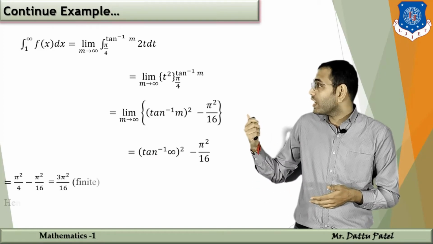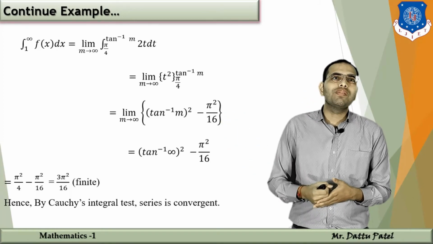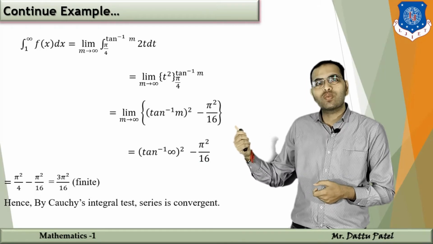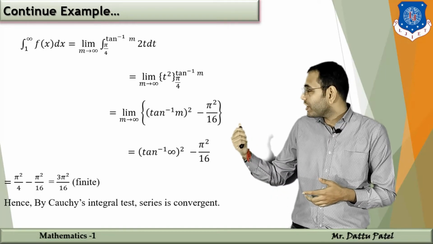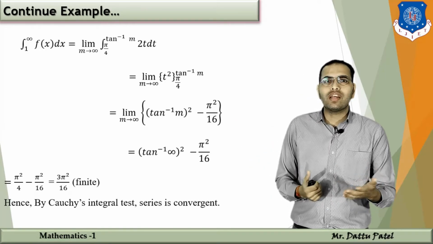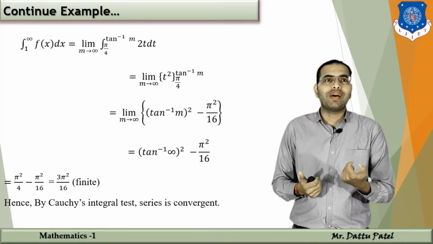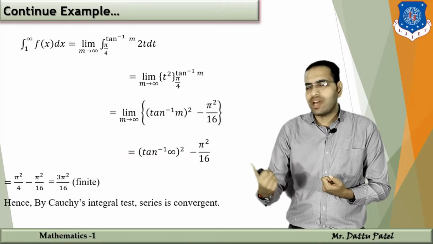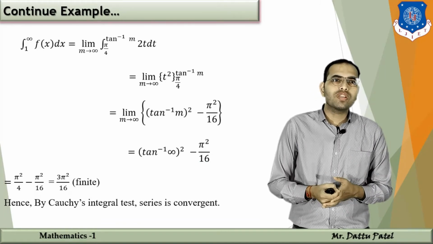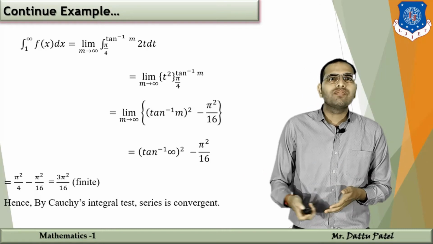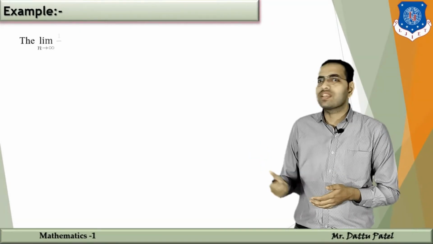Now the integral of 2t is 2t square by 2, in which the 2 cancels out. Now applying the upper limit minus lower limit, limit m tends to infinite, tan inverse m whole square minus pi square by 16. Now applying m as infinite, tan inverse infinite whole square minus pi square by 16. You are all aware of the value of tan inverse infinite, which is pi by 2. Now it's pi by 2 whole square, means pi square by 4 minus pi square by 16. Simplifying this term, it becomes 3 pi square by 16, which is finite. Then according to the Cauchy integral test, our integral is finite, so we can say that the given series is convergent.